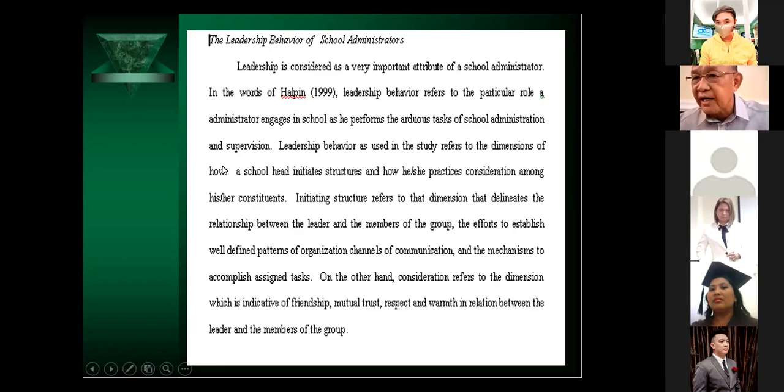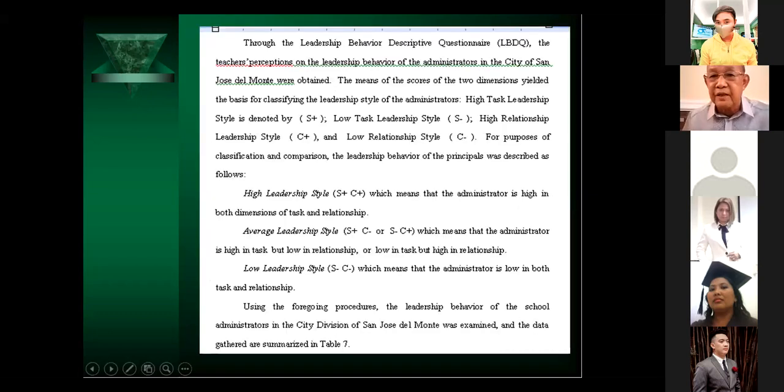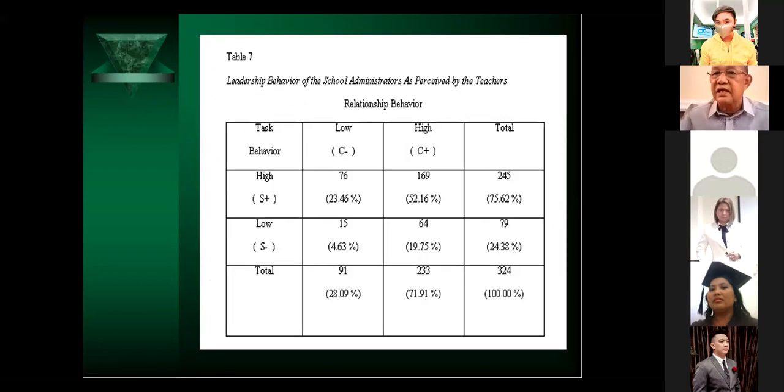What do you call this part? Yes, sir. Introduction po. Introduction portion. After that, you proceed to the next part. Ito ay discussion lang on how the leadership behavior was quantified. Pero ito na yung data. Yan yung presentation of the statistics or the data gathered.